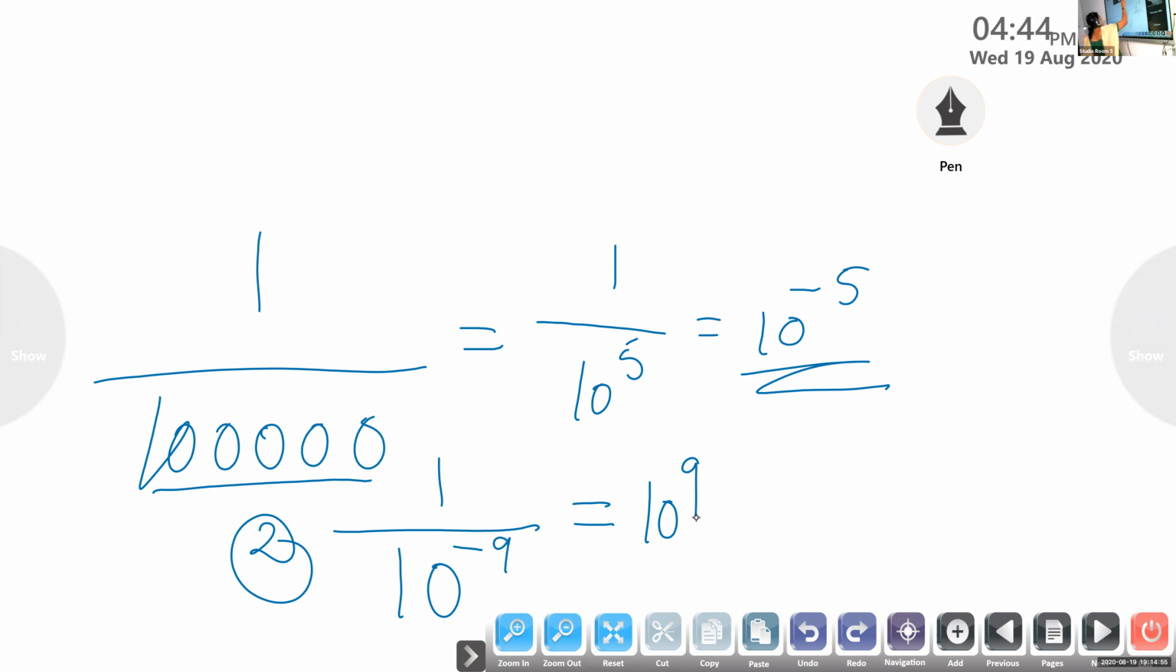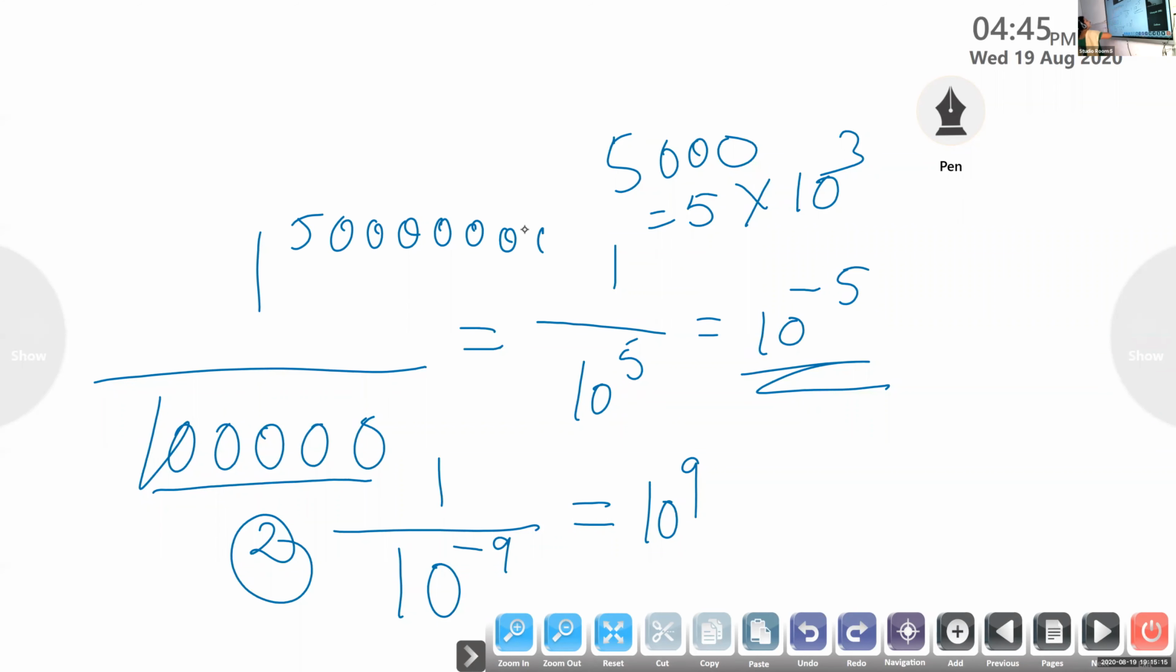Suppose 5,000 is given. We will write 5 into 10 to the power of 3. Correct, no? 5 into 1,000, and 5 into 10 to the power of 3. Similarly, you have this many zeros: 5 followed by 0, 0, 0, 0, 0, 0. Now tell me the value: 5 into? 1, 2, 3, 4, 5, 6, 7. 5 into 10 to the power of 7. Then we will write meter or centimeter or kilometer depending on it.